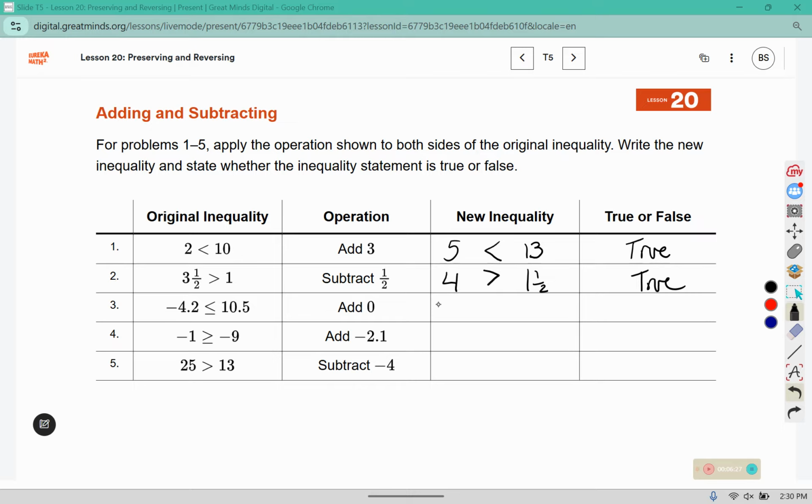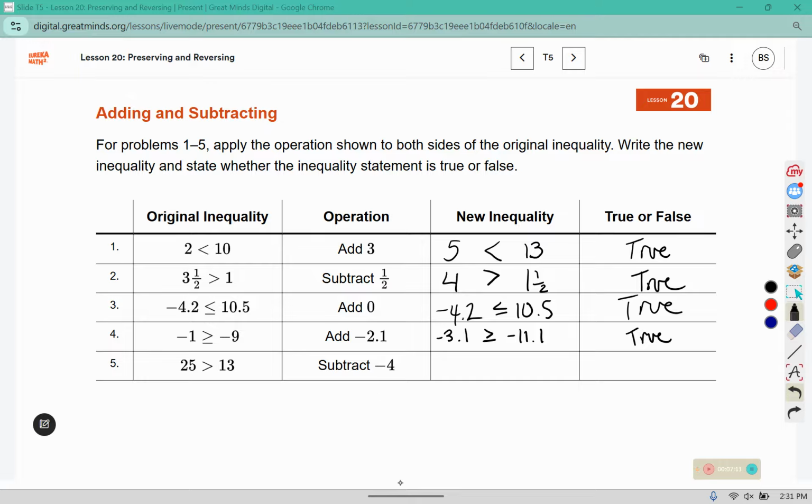What if we add 0? Well, then they stay the same. 4.2, the symbol, and the numbers both stayed exactly the same. Is it still a true sentence? Yes, negative 4 is smaller than 10. What if I add negative 2.1 here? Well, negative 2.1 and negative 1 would make negative 3.1. My symbol is facing this way. Negative 9 and negative 2.1 would make negative 11.1. Negative 3.1 is still bigger than negative 11.1. So that one is also true.